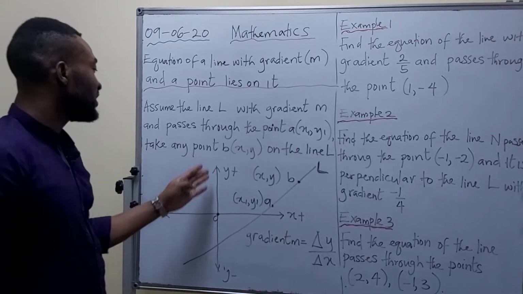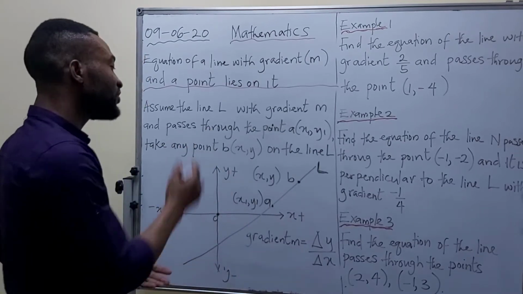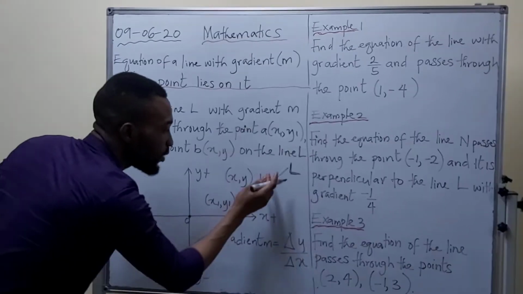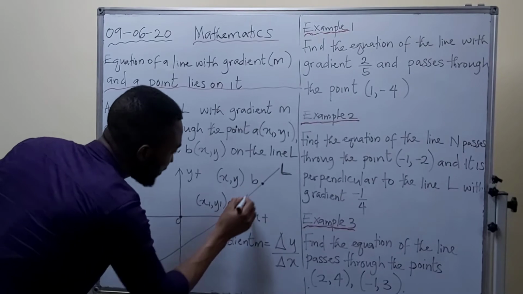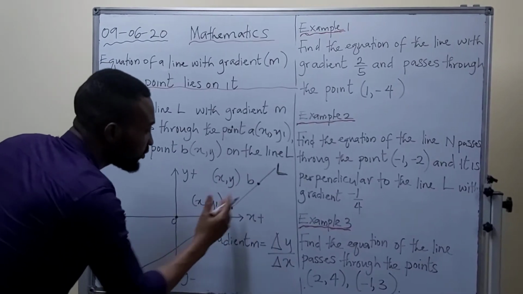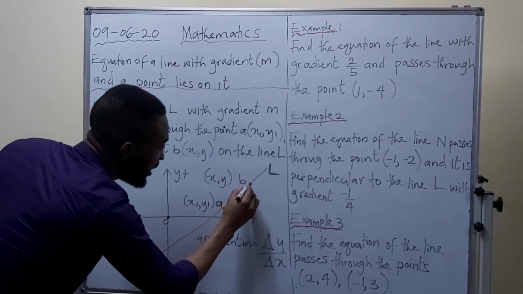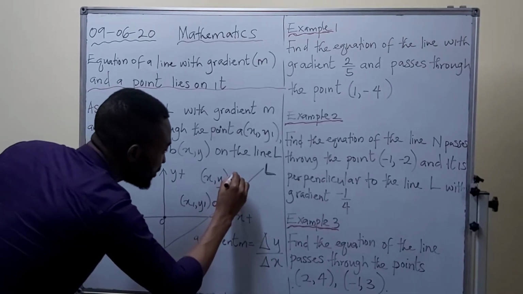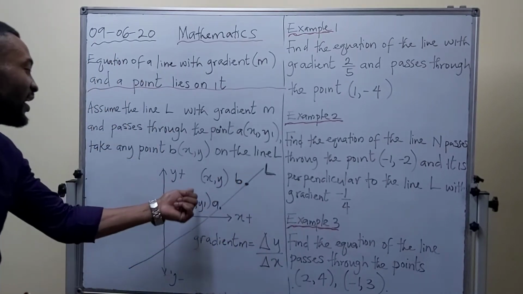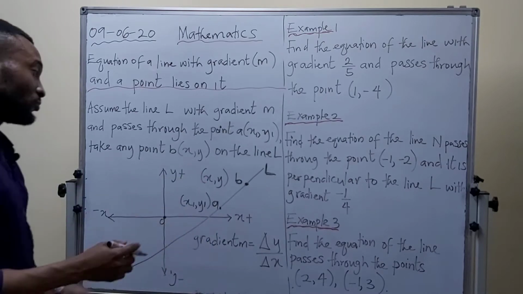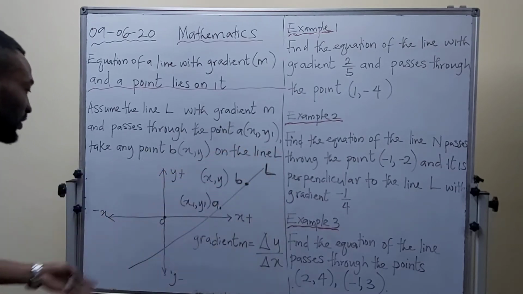Take any point B, that is x and y. We can take any point, from here or from any place, but just to make sure the distance is clearly apart, we take our point here, which is B, x and y, on the line L. The same thing, on the line L.